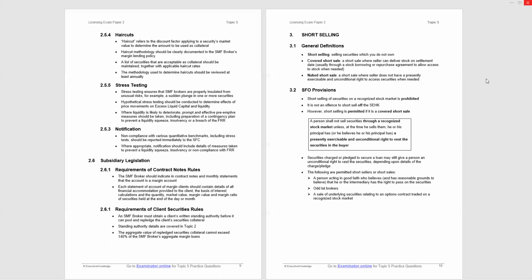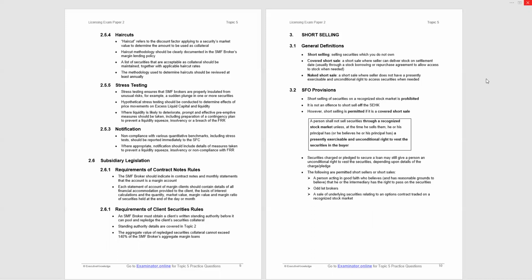Let's look at some of the definitions at the top of page 10. Short selling, selling securities which you do not own. Well, how does that operate? Well, you sell them and then a little later, hoping that the price has fallen, you buy them and then on the same account you net off the two and just take, hopefully, the profit. Covered short sale is where seller can deliver stock on settlement, usually through stock borrowing. You are covered, whereas the naked short sell is where you have no access to the securities in question.